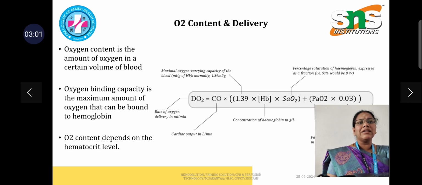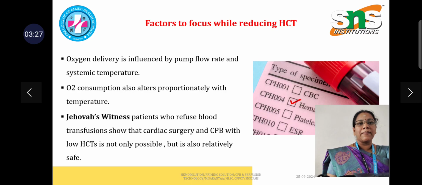The O2 content and delivery. So how do we maintain the O2 content and delivery in cardiac surgery patients? Oxygen content is the amount of oxygen in a certain volume of blood. Oxygen binding capacity is the maximum amount of oxygen that can be bound to the hemoglobin. O2 content depends on the hematocrit level. So maintain a proper hematocrit level or hemodilution rate to carry the oxygen to the tissues.